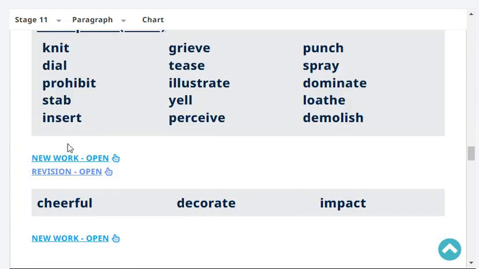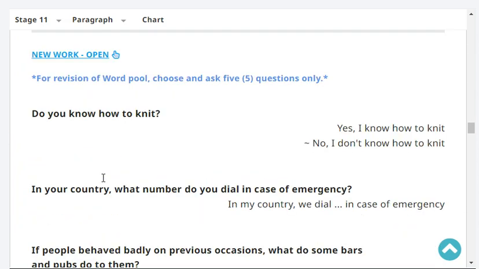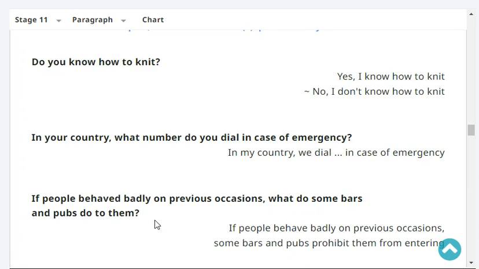Here we go. So let's have the next word. Do you know how to knit? Yes or no? Yes, I know how to knit. In your country, what number do you dial in case of emergency? In my country, we dial 911 in case of an emergency. Very good.